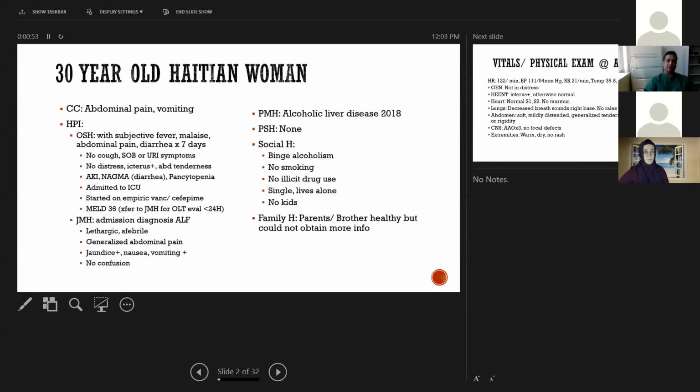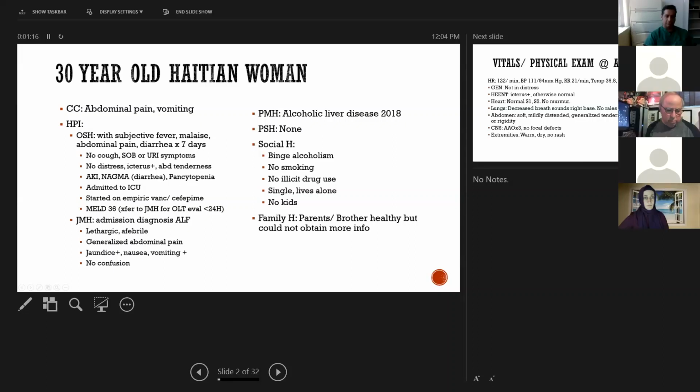However, she was profoundly icteric. She had abdominal tenderness, acute kidney injury, non-anion gap metabolic acidosis, likely from the diarrhea, and pancytopenia. She was admitted to their ICU and was started on empiric broad-spectrum antibiotics. Given the presentation, MELD score of 36, which was acute, she was referred for transfer to Jackson Memorial for transplant evaluation.